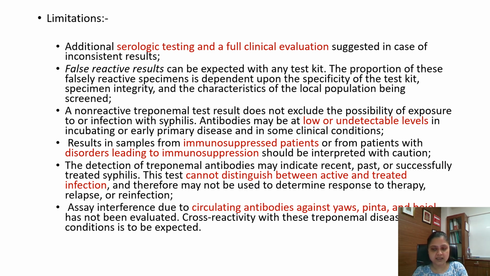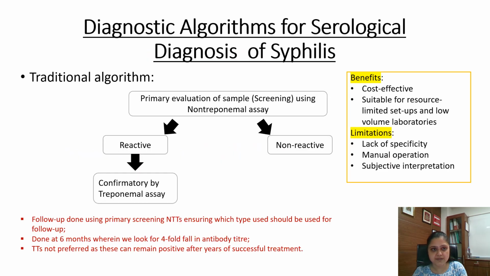Second, lastly, the test cannot distinguish between the active and treated infection. Last but not the least, interference can be noted due to the circulating antibodies against the non-pathogenic species of the Treponema pallidum, because these are not being evaluated and cross reactivity is expected in such conditions.